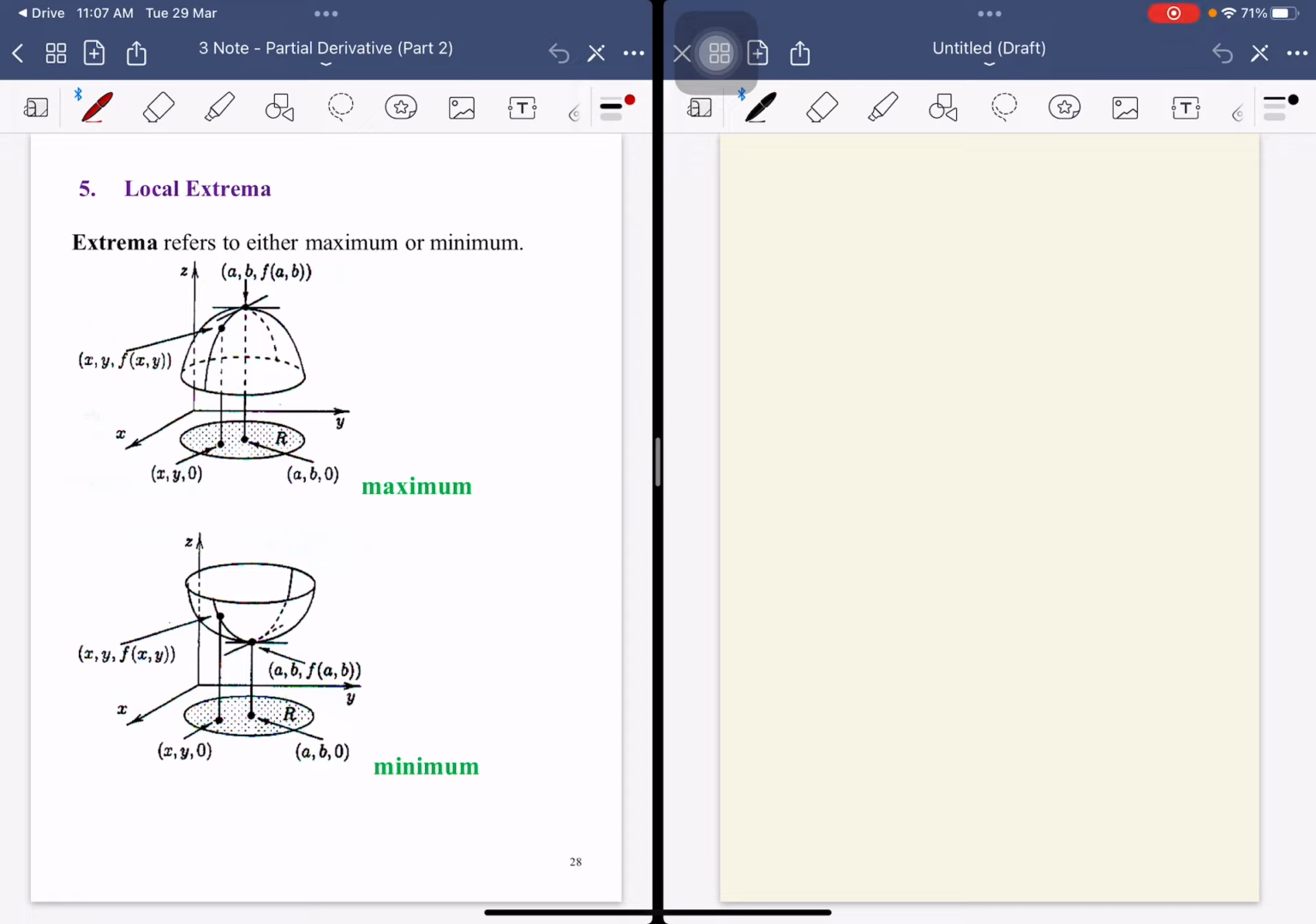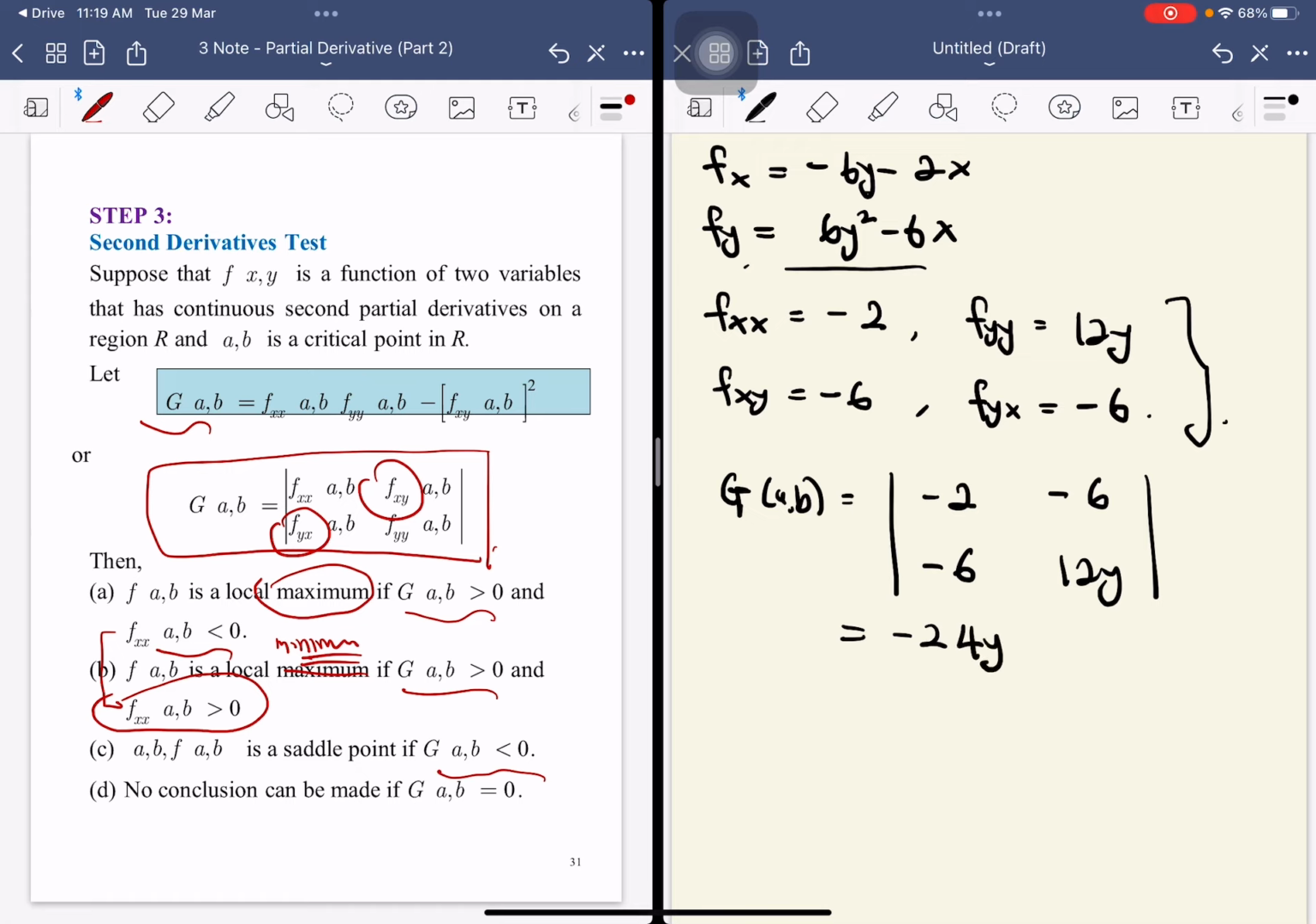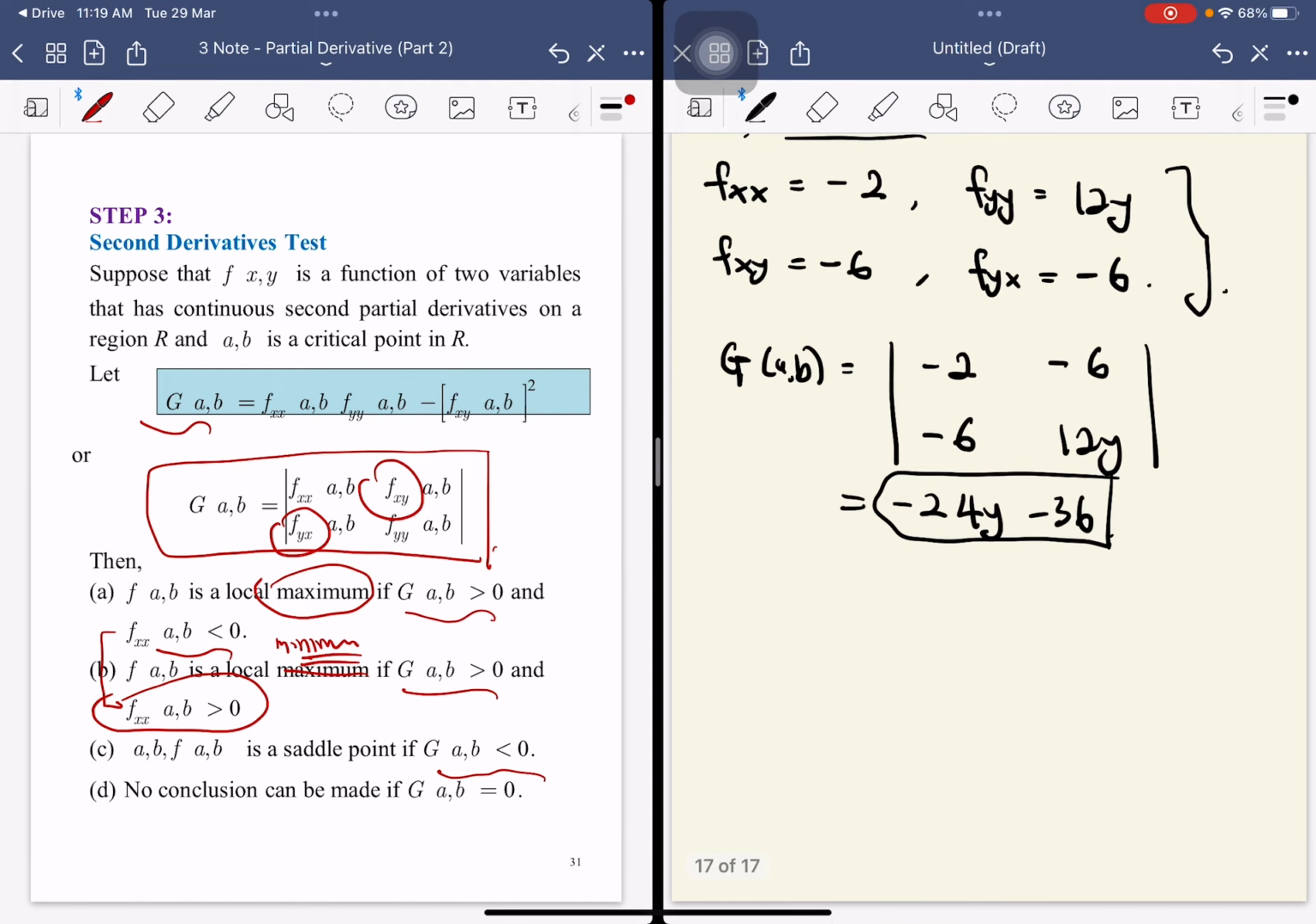Then put it into the formula for g. So -2 for fxx, -6 for fxy, the same for fyx, and 12y for fyy. If you solve this, the formula to get the value of g for each critical point that we figured out will be -24y minus 36. We are going to use this to check every critical point that we got.